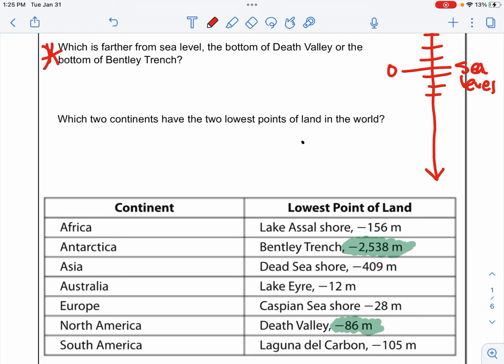So if we had negative 86 and negative 2,538, the 2,538 is a lot farther from 0 than the negative 86. So that's the one that is farthest from 0. So Bentley Trench.